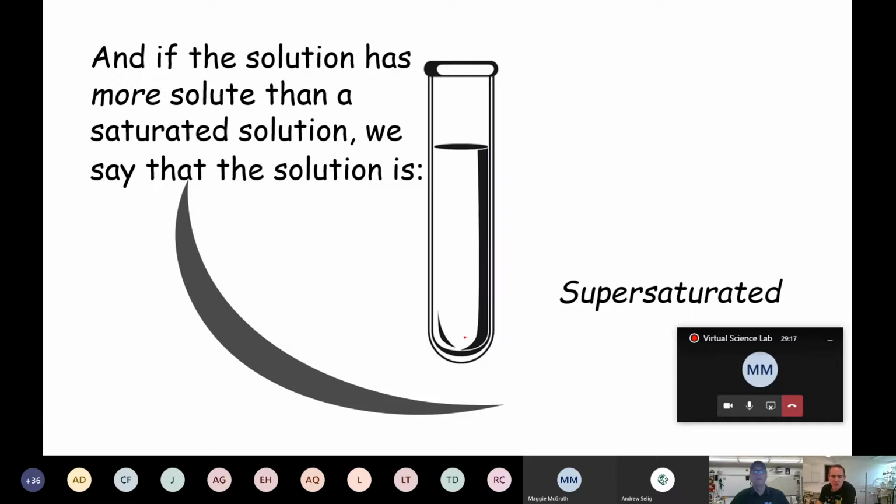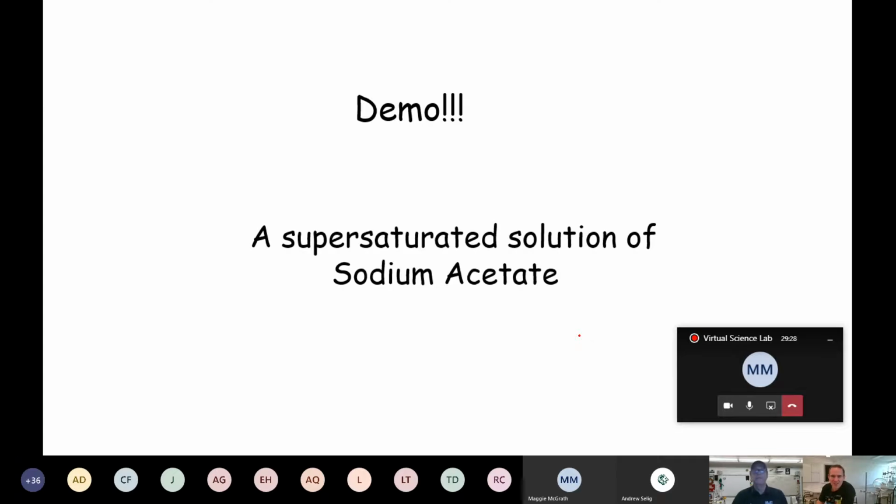We don't have any particles building up at the bottom, which is kind of interesting. I'm going to show you that in a second here. Okay, blank screen. Uh-oh, here we go. Time for our first demo. I have a supersaturated solution of sodium acetate.